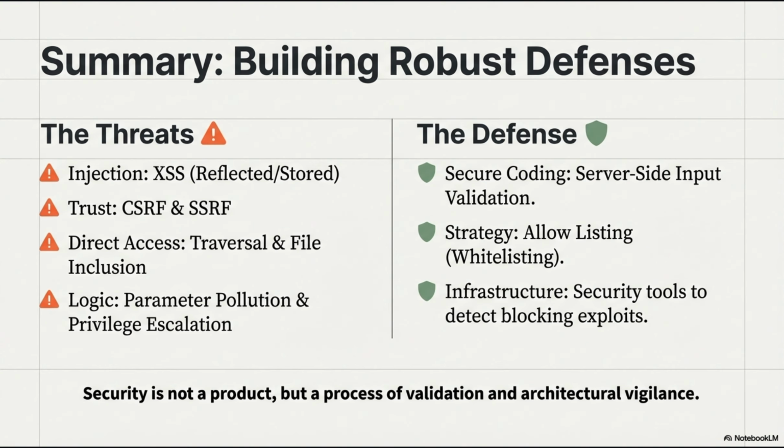As a summary to build robust defenses, the threats include injection, cross-site scripting, trust, CSRF and SSRF, direct access, traversal and file inclusion, and logic, parameter pollution, and privilege escalation. And the defense against these: secure coding, server-side input validation, allow listing strategy, and infrastructure security tools to detect and block exploits. Because security is not a product, but it's a process of validation and architectural vigilance.